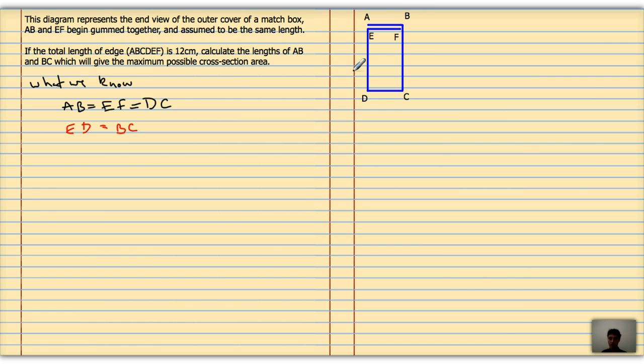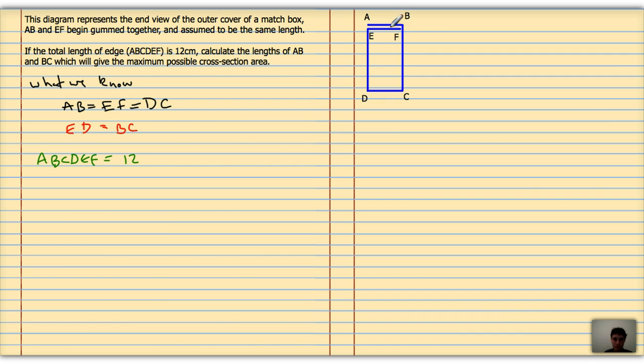Is that all we know? We know that the total length A, B, C, D, E, F, that's a mouthful, A, B, C, D, E, F equals 12, okay?